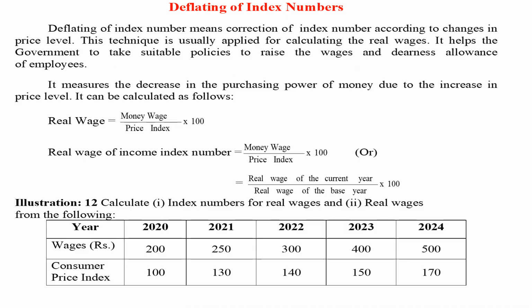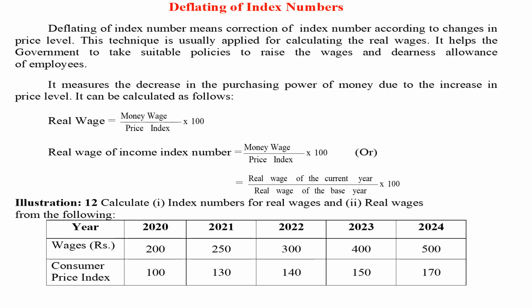Deflating of index numbers. Deflating of index number means correction of index number according to changes in price level. This technique is usually applied for calculating the real wages. It helps the government to take suitable policies to raise the wages and dearness allowance of employees. It measures the decrease in the purchasing power of money due to the increase in price level. It can be calculated through the formula mentioned here.